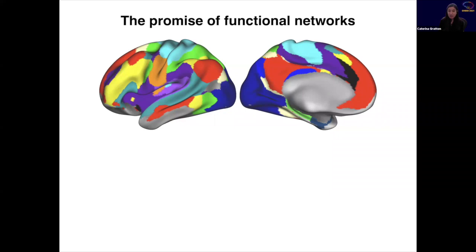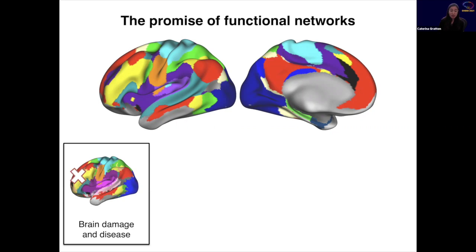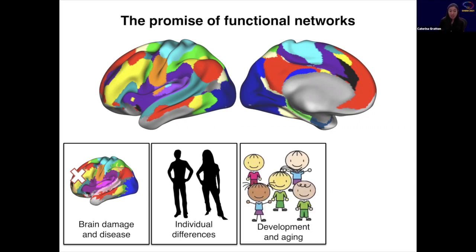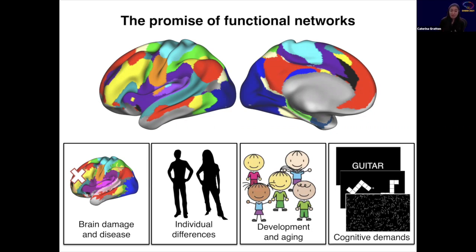So this has led to a lot of excitement in the field for our ability to use functional connectivity to address different types of questions. For example, how functional systems are affected by brain damage and disease, how they may differ across individuals and link to individual traits, how they may change over the course of the lifespan with, say, development and aging, and how they may vary across different cognitive contexts or with different cognitive demands.